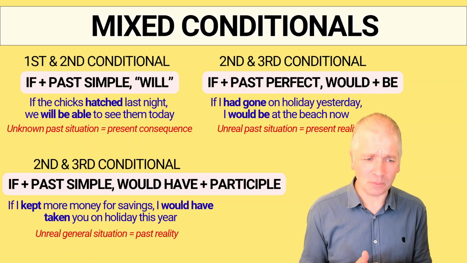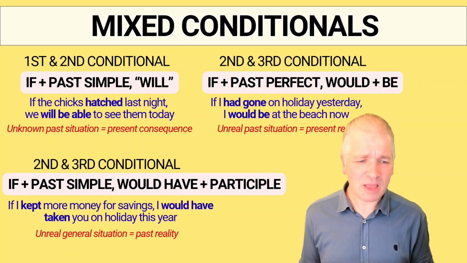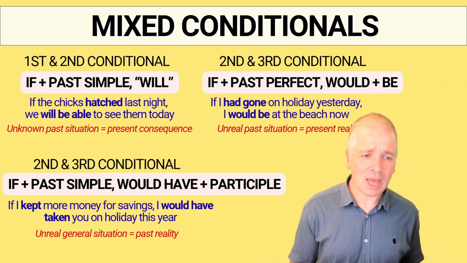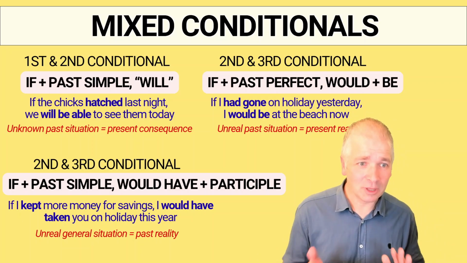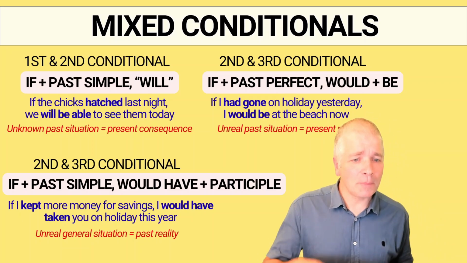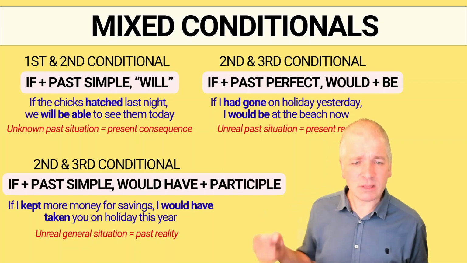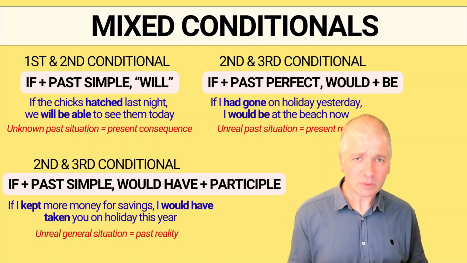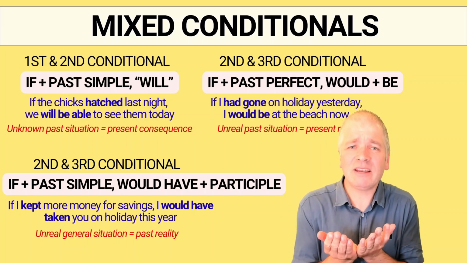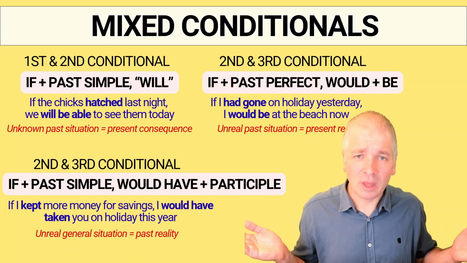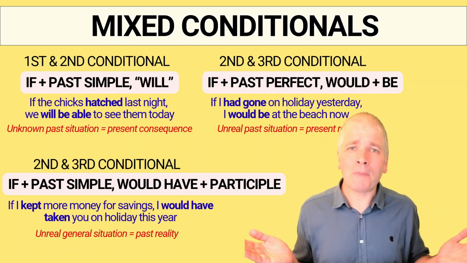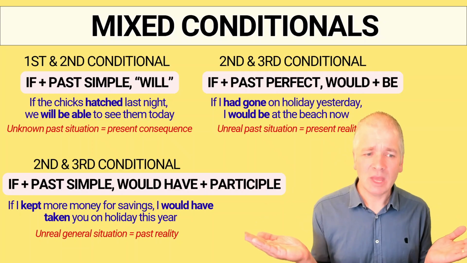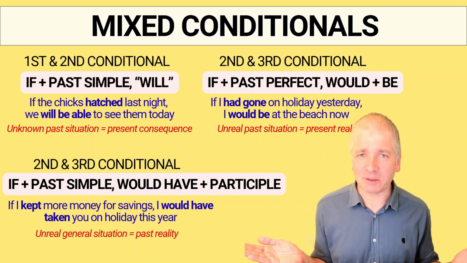Consider this example. If I kept more money for savings, I would have taken you on a holiday this year. Here we have if followed by the past simple, which is like the second conditional, but would have and the past participle for the second clause, which is like the third conditional. The first clause is indicating a general truth. The person is stating about their behaviour with savings in general. If I kept more money for savings.